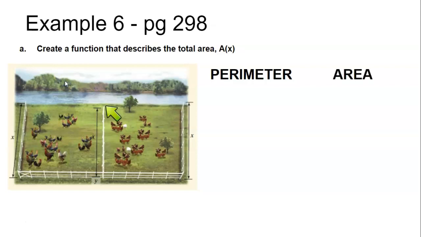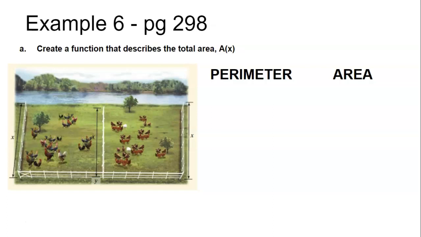So we know that in our situation this area here is not contained, right? The chickens are not going to go swimming, so we don't need a fence there. We just need to block off this section here. And the perimeter is going to be the distance, or the total fencing, that we're given. We know there's 100 feet of fencing available, but we just don't know the dimensions yet.